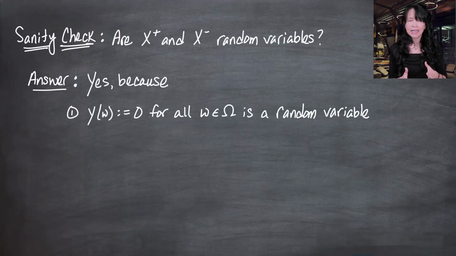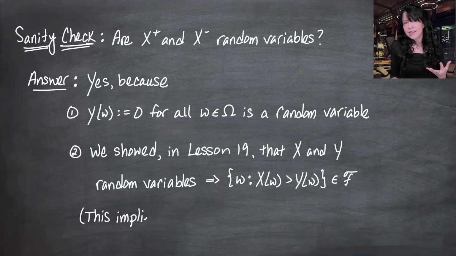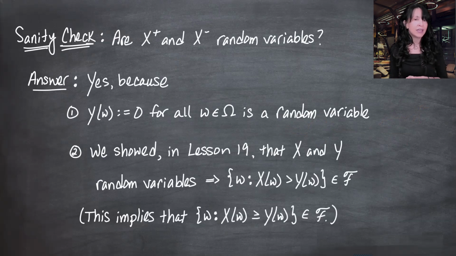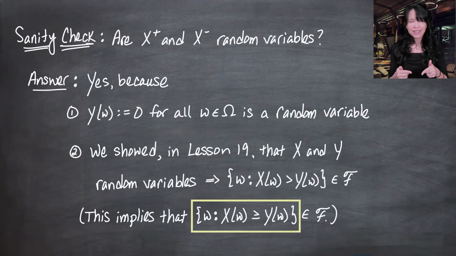Now, we showed back in lesson or video 19, I believe, that if x and y are random variables, then the set of all omega such that x of omega is greater than y of omega is in the underlying sigma field, curly f. This implies that the set of omega for which x of omega is greater than or equal to y of omega is also in F. Why is that? Because in this statement up here, there was nothing special about x or y, so write it the other way around. We do know from lesson 19 that the set of omegas for which y of omega is greater than x of omega, that's in F, and this set down here is the complement of that. So we do have that it is also in F because sigma fields are closed under complements.